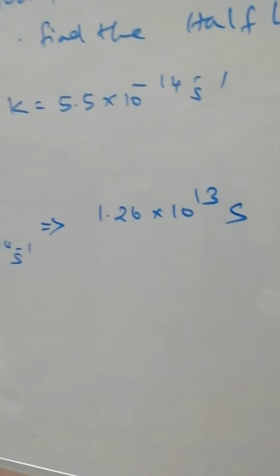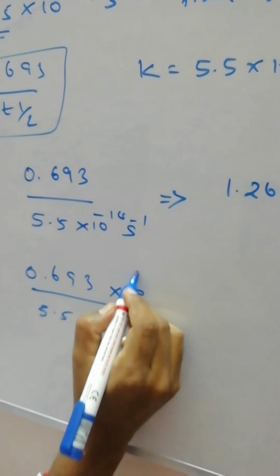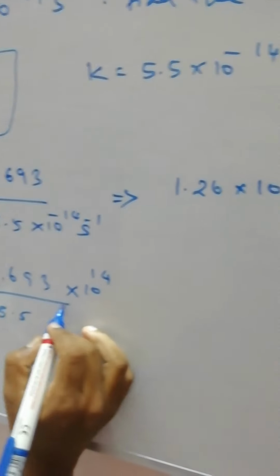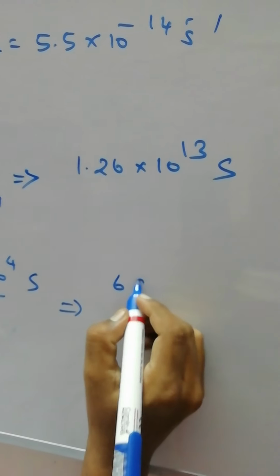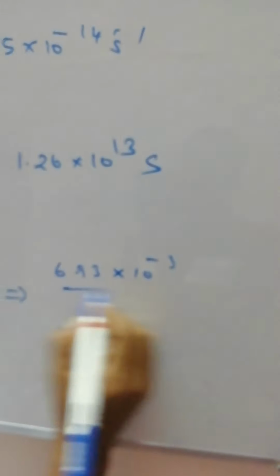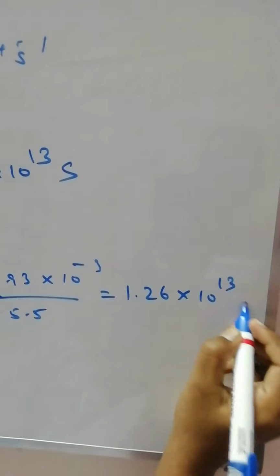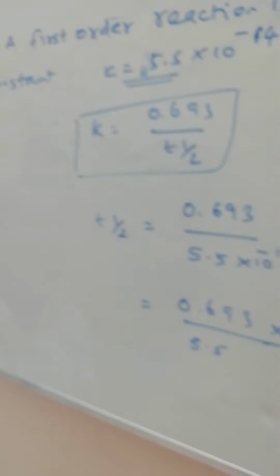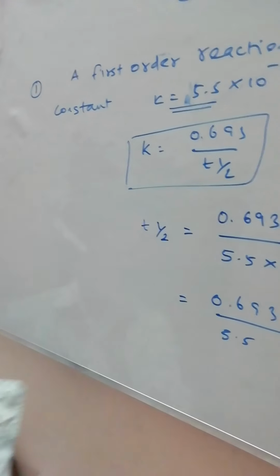Because the power goes upstairs, 0.693 by 5.5 into 10 to the power minus 14 becomes plus 14, seconds. So it becomes 6.93 into 10 to the power 13 by 5.5, which equals 1.26 into 10 to the power 13 seconds. This is the answer for the first problem. This type of problem is based on half-life period, which I completed in yesterday's class. Based on the half-life period of first order reaction, I have solved this one.